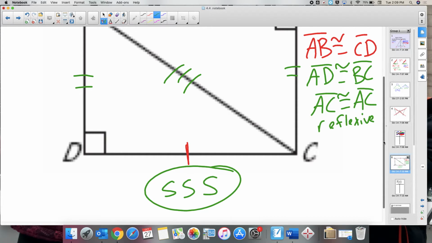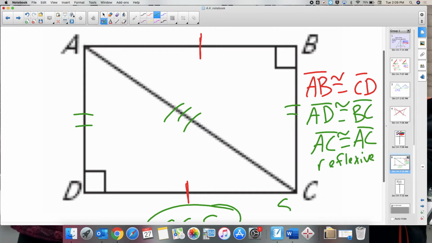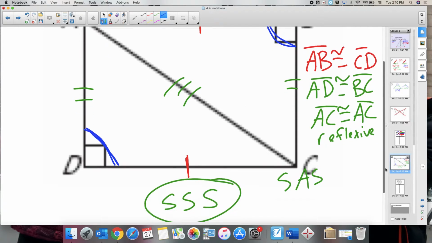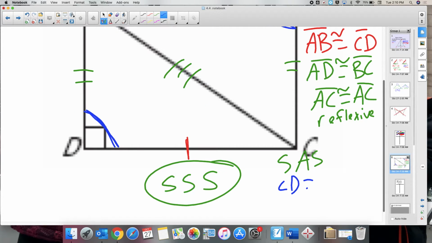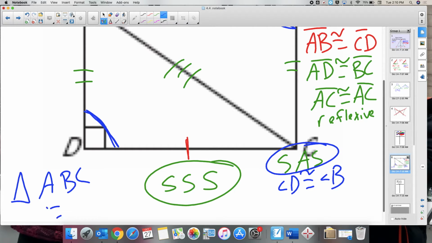We could have also looked at SAS instead. For SAS, I would need a set of angles between our sides being congruent. Angle D is congruent to angle B. So that would give us SAS for the triangles to be congruent. So we can say that triangle ABC is congruent to triangle CDA.